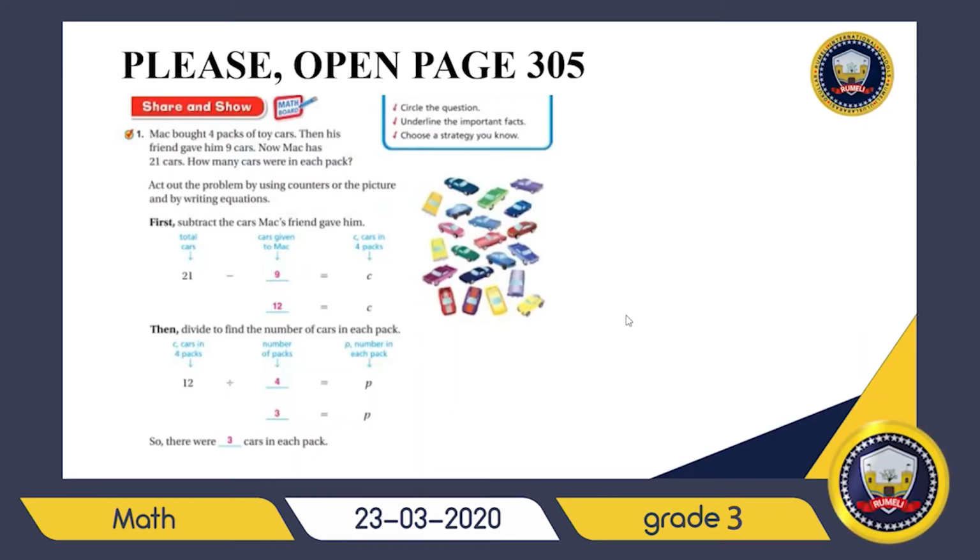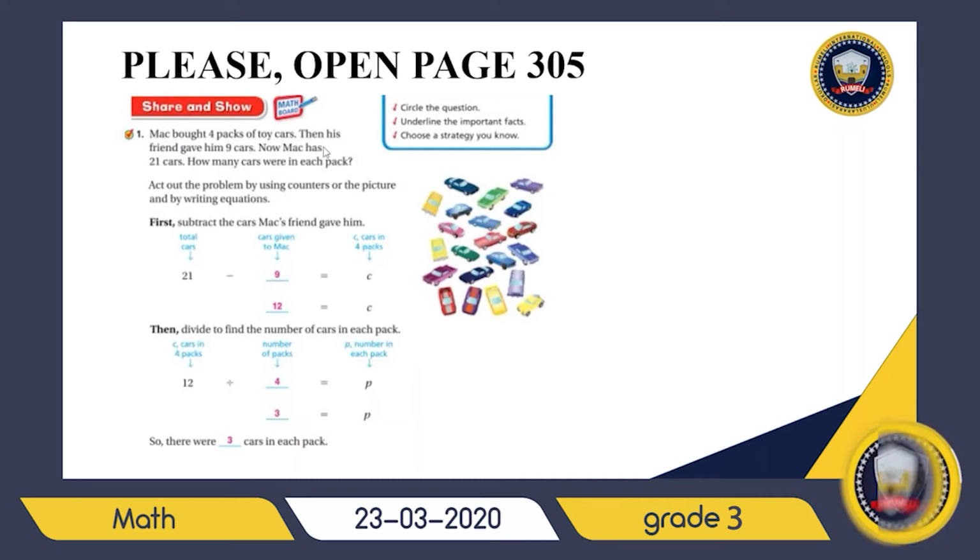Okay, after this quick revision, let's start to solve the problem from your book. Please open page 305 and let's read the first question together from the share and show part. First question, it says Mac bought 4 packs of toy cars, then his friend gave him 9 cars. Now Mac has 21 cars. How many cars were in each pack? So, at the end of the question, how many cars does he have? He has 21. So, I need to find how many cars he had in the beginning of the question actually, right? So, it is the same as the other problem.